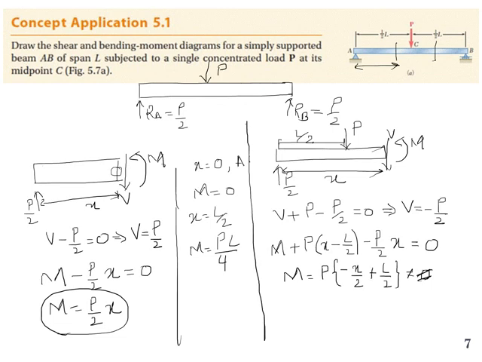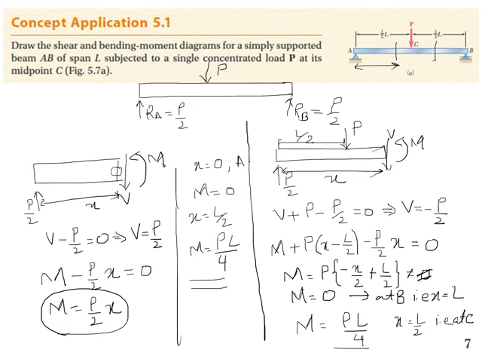Now, if you remember, at x equal to L, that is point P, this term M will become 0. Now, at C, when x is equal to L by 2, if we put in the value, the moment will become PL by 4. That is when x is equal to L by 2, that is at C. Now, if we look at this value, it is the same as we calculated over here.